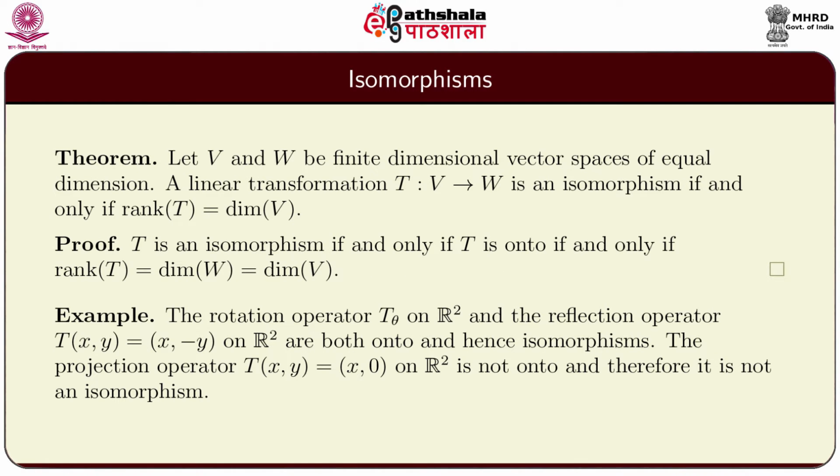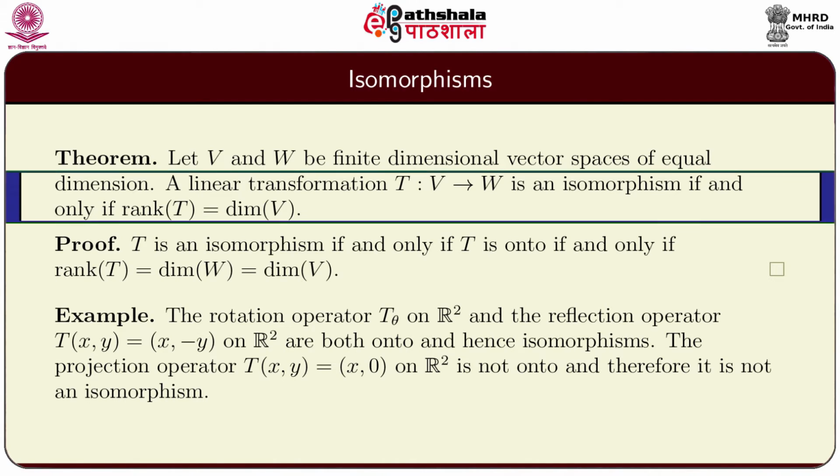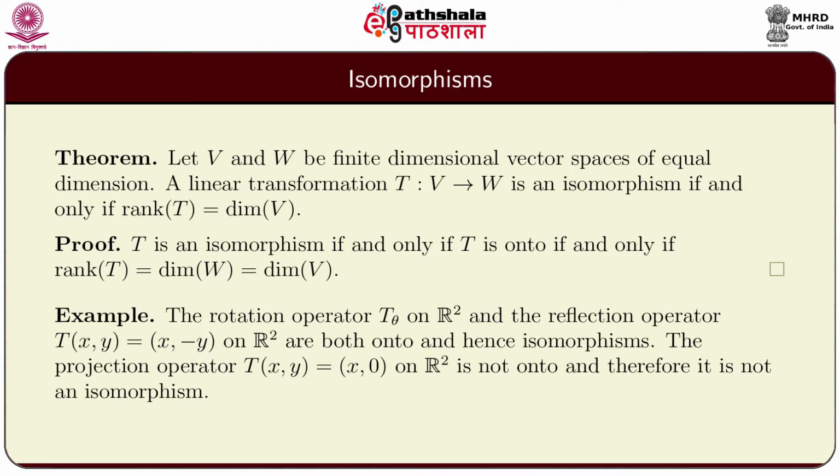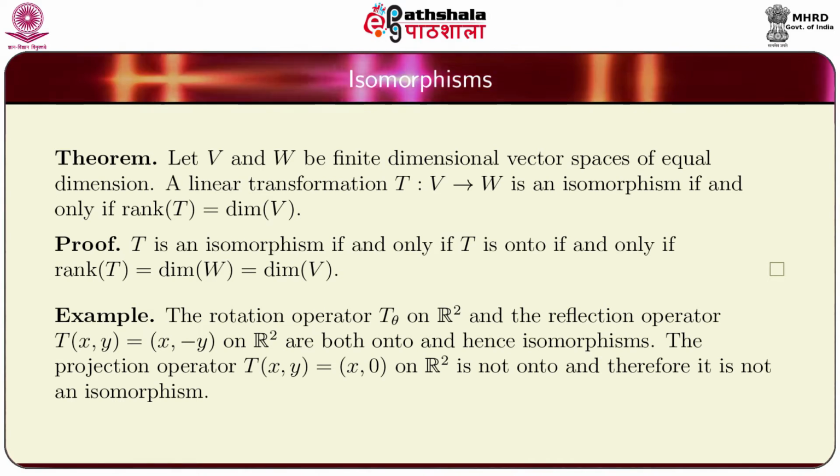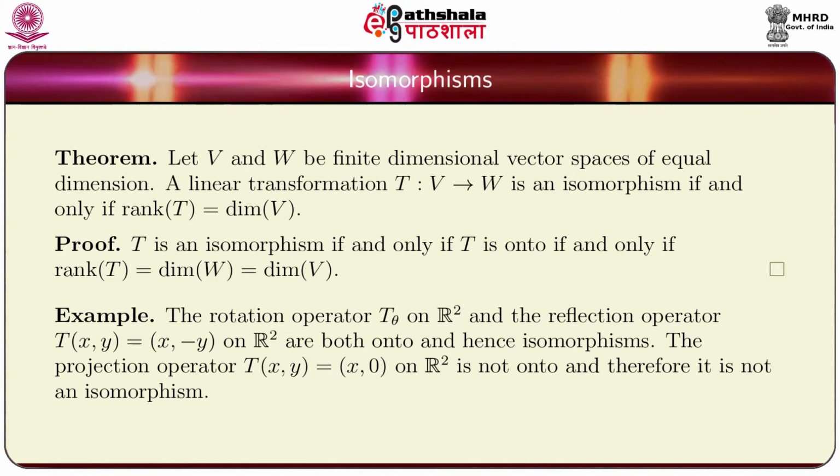Another theorem says that if V and W are finite dimensional vector spaces of equal dimension, a linear transformation T from V to W is an isomorphism if and only if rank of T is equal to dimension of V. This is true because T is an isomorphism if and only if T is onto, if and only if rank of T is equal to dimension of V. Well, we have already seen that if V and W are finite dimensional vector spaces of equal dimension, then T from V to W is 1-1 if and only if T is onto.